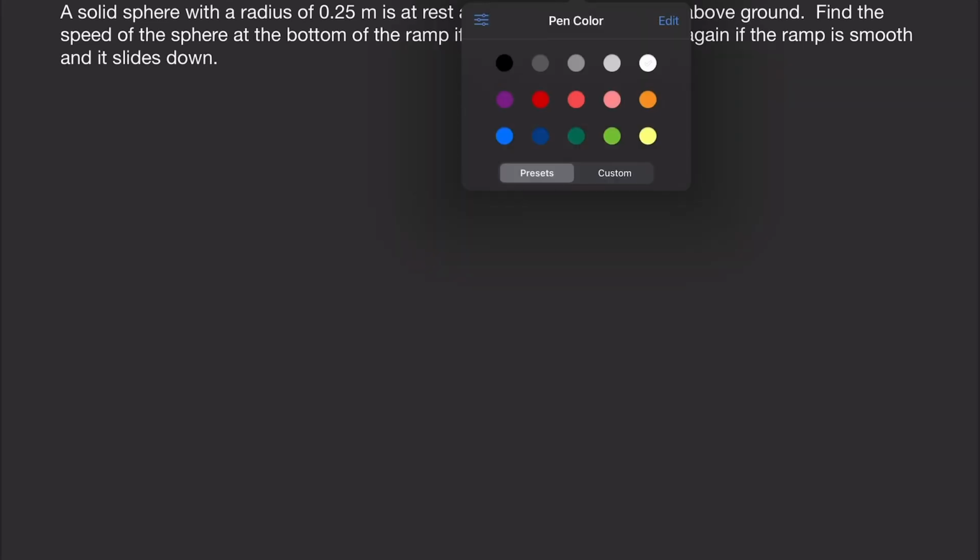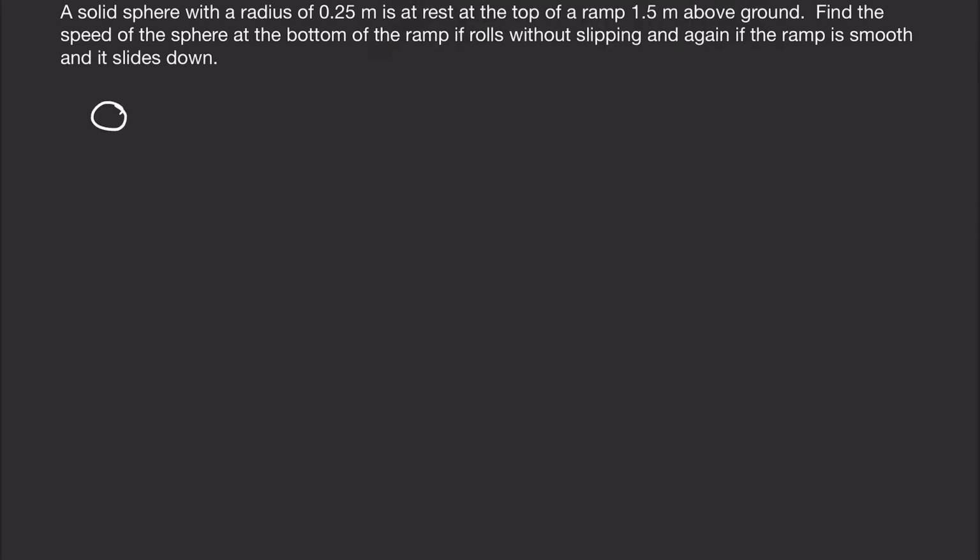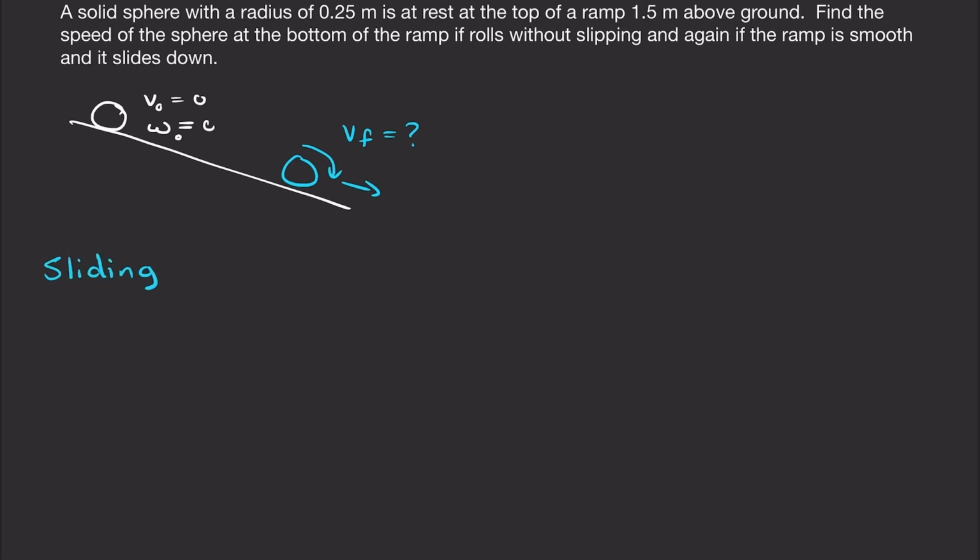So we have a sphere that's rolling down. At first it is at rest, so it's not translating or rotating. And then it's going to get to the bottom, and it is both rotating and translating. And we're looking for the final speed. So I'm going to do it while it's sliding first, since that's the simpler case.